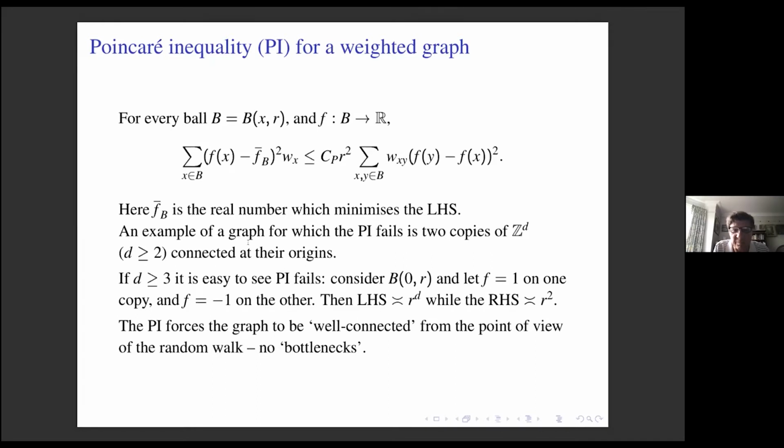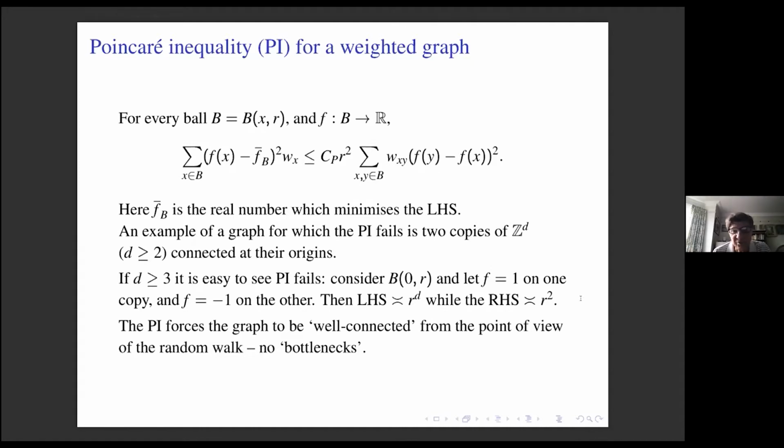Then basically on the left-hand side, F bar is almost zero. So the left-hand side is about the size of the ball, which is R to the d. The only edge on which f is not constant is the edge connecting the two copies of Z^d. So the right-hand side, this expression here is one, we're looking at natural weights, and so the right-hand side of this is R squared. And obviously, when d is bigger than or equal to 3, that shows that the inequality fails. It also fails when d equals 2, but you have to work a bit harder to find the example.